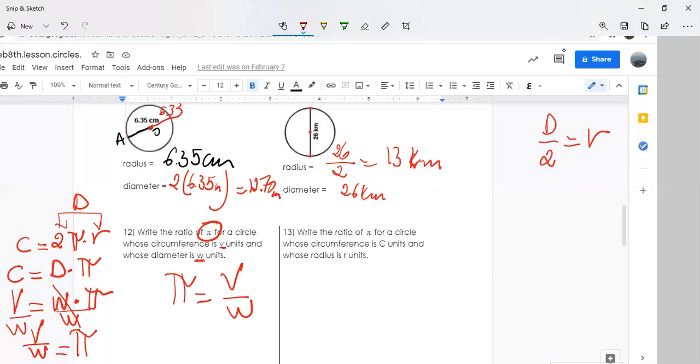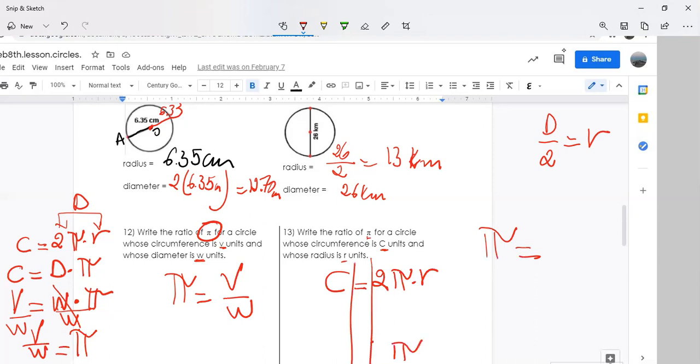Same thing for 13, except here, they're not using any crazy variables. They want you to keep the same variables. So here, radius is r, circumference is c, and pi. Write the ratio of pi. So they want you to write pi equals, okay? And the equation for circumference is c equals 2 times pi times r. I want to isolate pi. I want pi all by itself, okay?